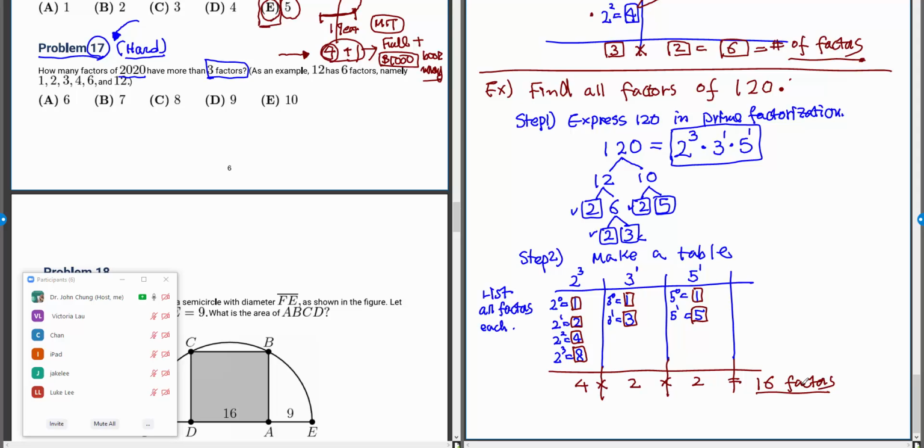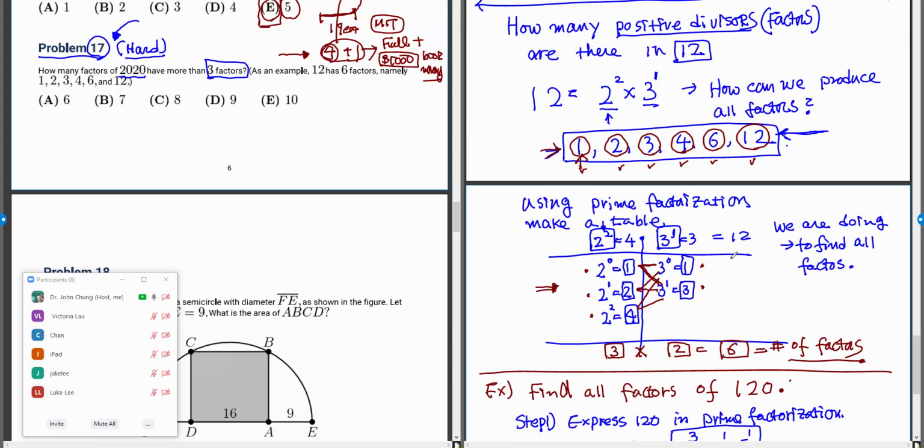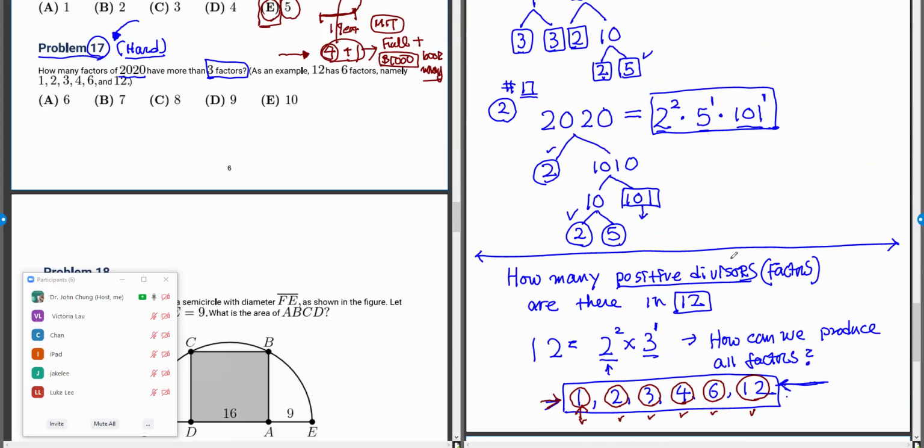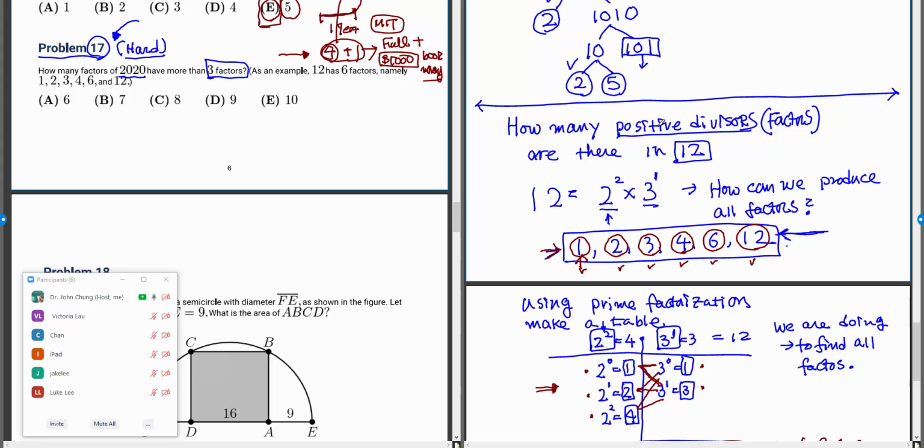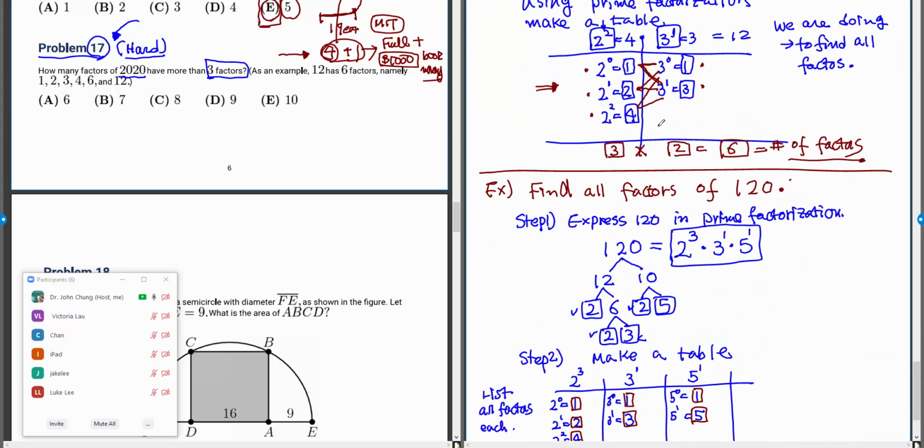I'm not going to find all 16 factors, okay? Because this is AMC 8. Usually they give 2 columns, right? 2 prime factors. But now they're going to start to give 3 prime numbers this way.